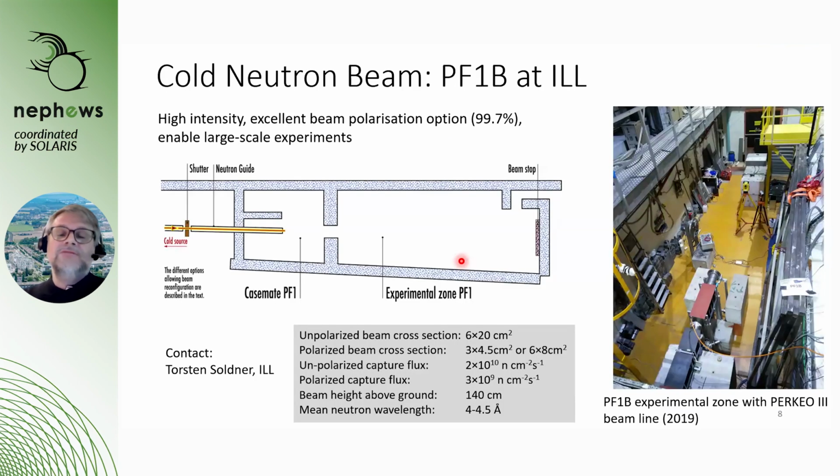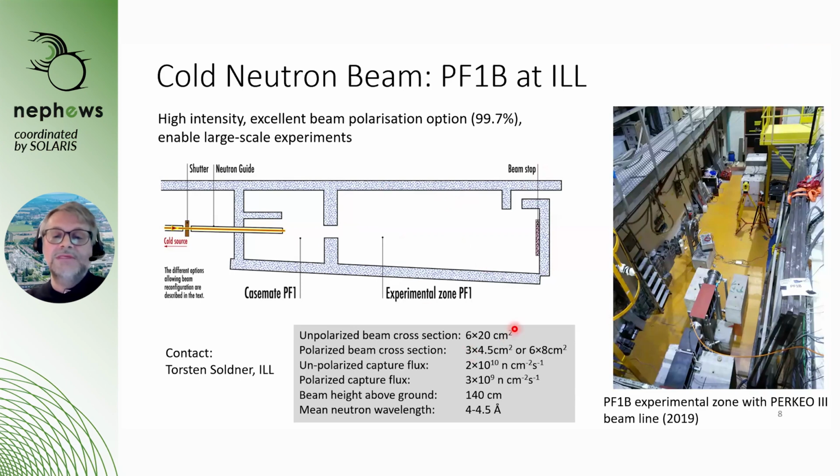And if we now have a look at the destination of this experiment, this would be PF1b at ILL. And as you can see from the sketch, there's a cold neutron beam being delivered. There's a casemate with polarizer and options for a velocity selector, etc. And then there's the experimental zone. And in the experimental zone, you see exactly nothing really, because this is how it looks when something is already built up, namely part of the beamline. It's basically an empty pit. So it gives you much flexibility in installing your own precision experiment and providing the necessary surroundings.